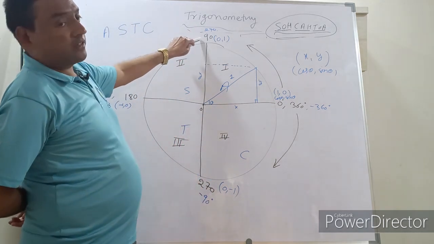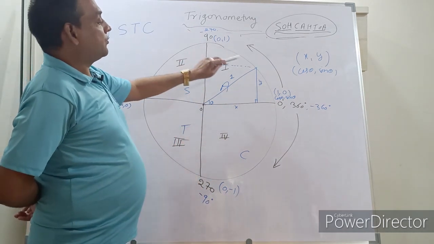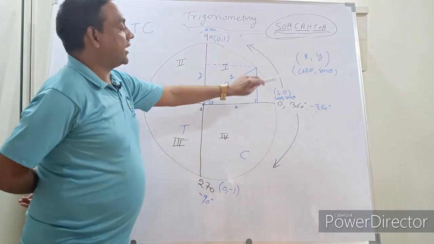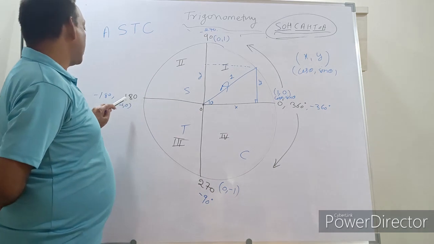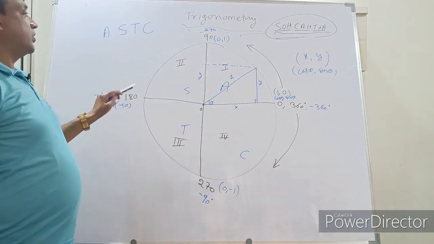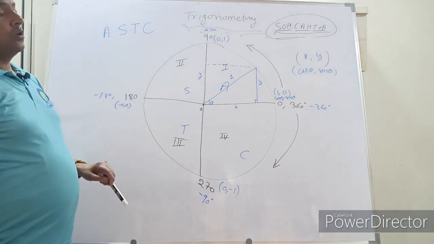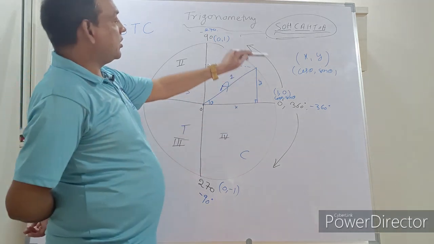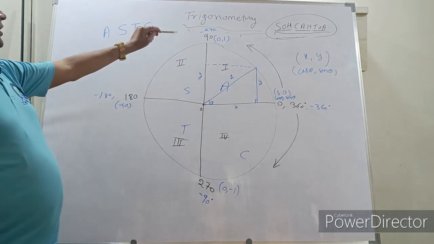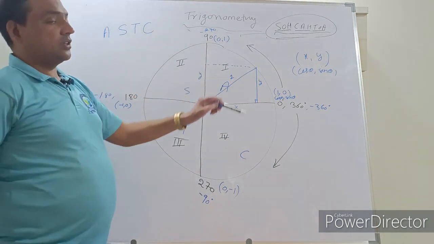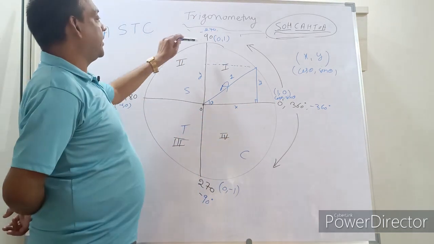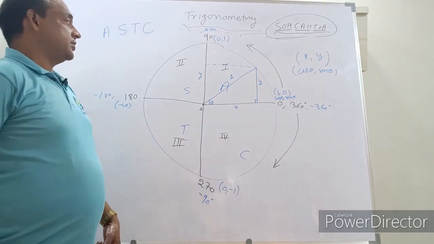Same way here 90 degrees. So here first is the cos. So cos 90 is 0, sin 90 is 1, cos 180 is minus 1, sin 180 is 0. Okay, so same way we can get all the values. So we have 0, 90, 180, 270, 360. Same way we have minus 90, minus 180, minus 270, minus 360.